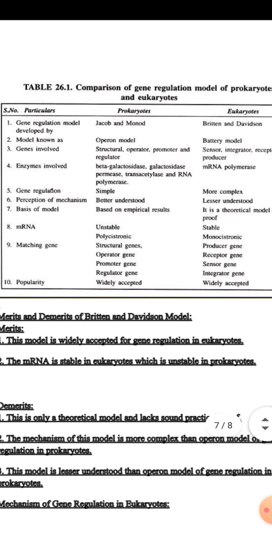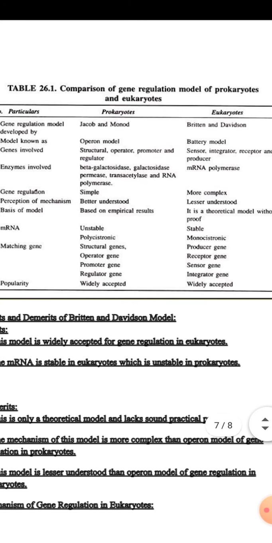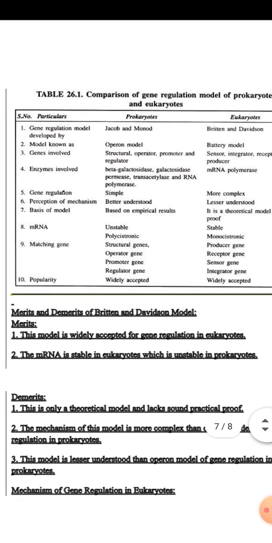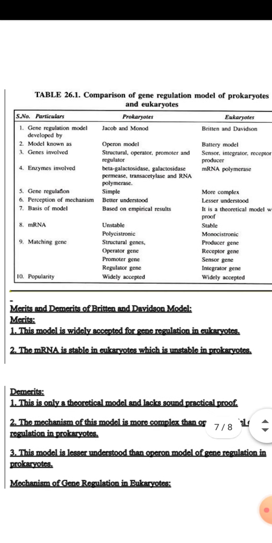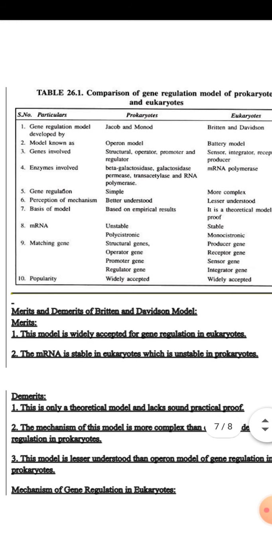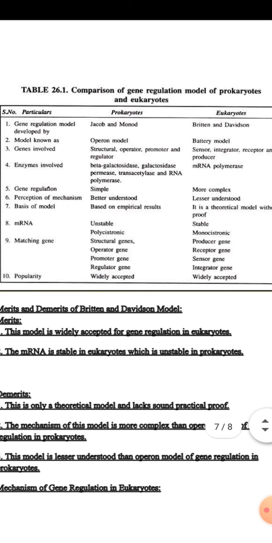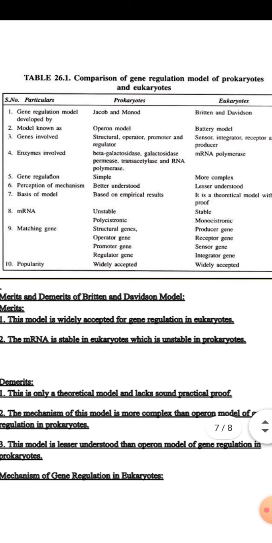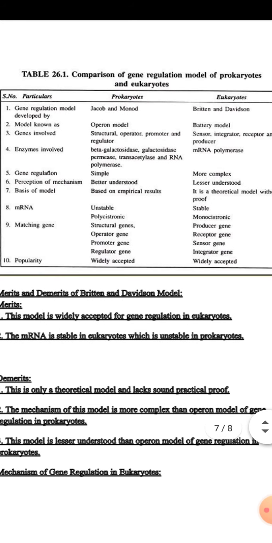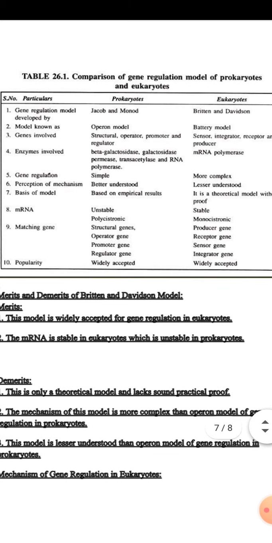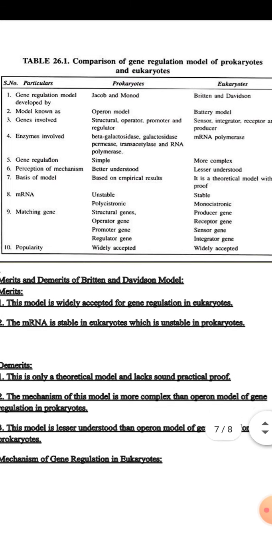Basis of the model: in the prokaryotes it is based on empirical results, whereas in the eukaryotes it is a theoretical model without proof. Then the messenger RNA in the prokaryotes is an unstable polycistronic molecule, whereas in the eukaryotes it is stable and monocistronic. Then the matching genes in the prokaryotes are the structural genes, operator genes, promoter genes, and the regulator genes, whereas in the eukaryotes they are the producer gene, receptor gene, sensor genes, and the integrator genes. Then the popularity: in the prokaryotes it is widely accepted, and in the eukaryotes also it is widely accepted.